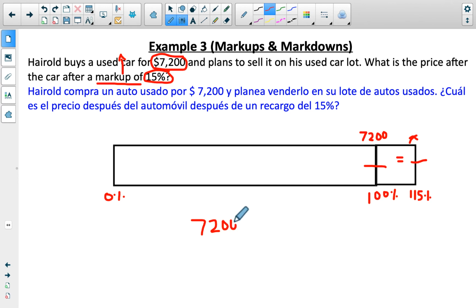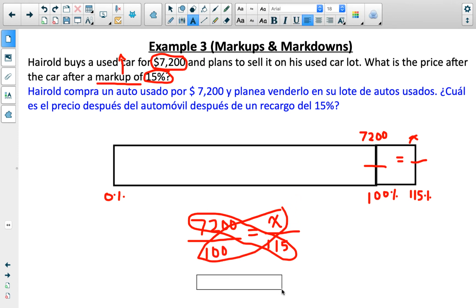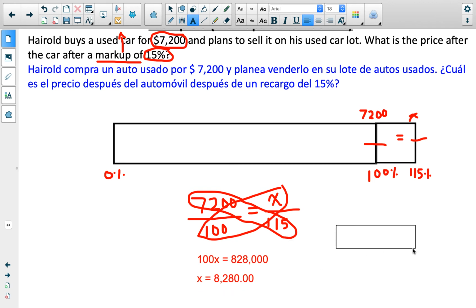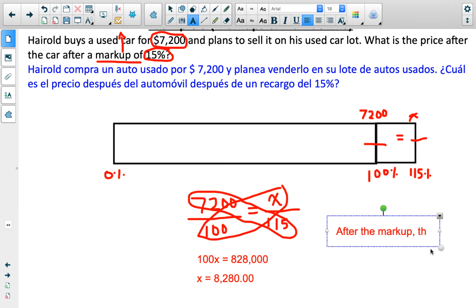We got 7,200 over the percent this time, flipping it around. It's not going to make a difference. Equals our unknown amount that it sold for over the 115%. Now, cross multiply here and here. What that's going to get is 100x, and 115 times 7,200 gets 828,000. Now I simply divide by 100, which basically just moves the decimal 2 places over. So I get $8,280 right here. Okay? So after the markup, the car is priced at $8,280.